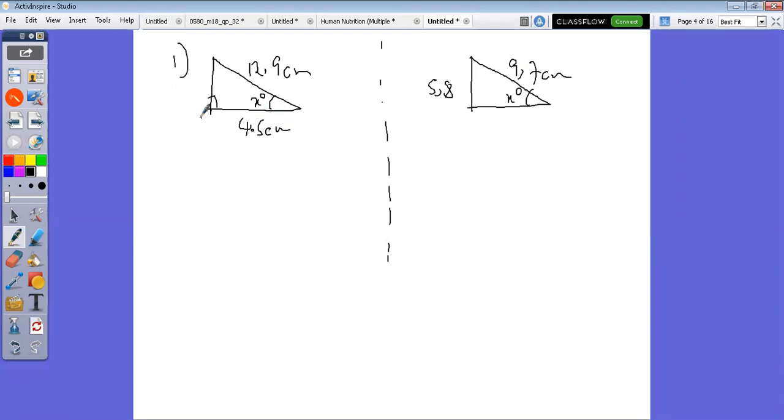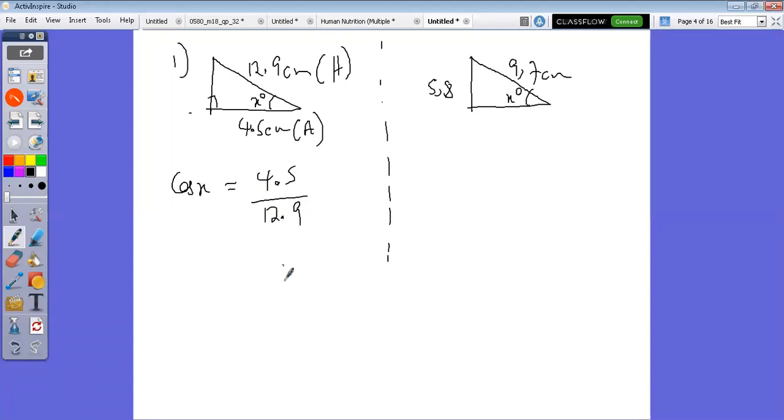Again, let's look at what we are given. The way the angle is sitting, this is adjacent, and this is the longest side. So what am I going to use, cos or sine? Cos. So I'm saying cos of the angle x is equal to adjacent, and you always divide by the longest side, divided by 12.9.